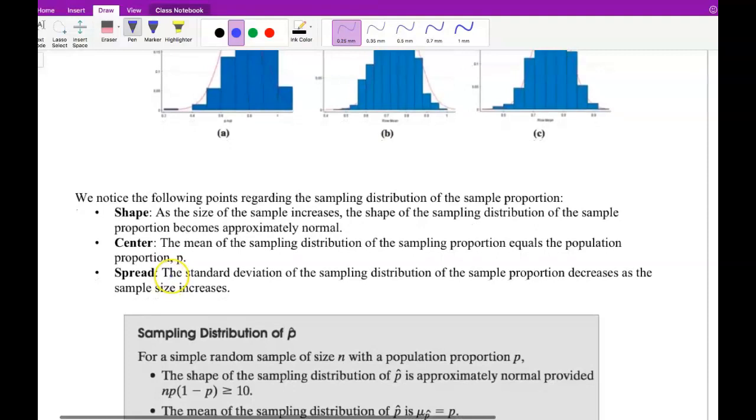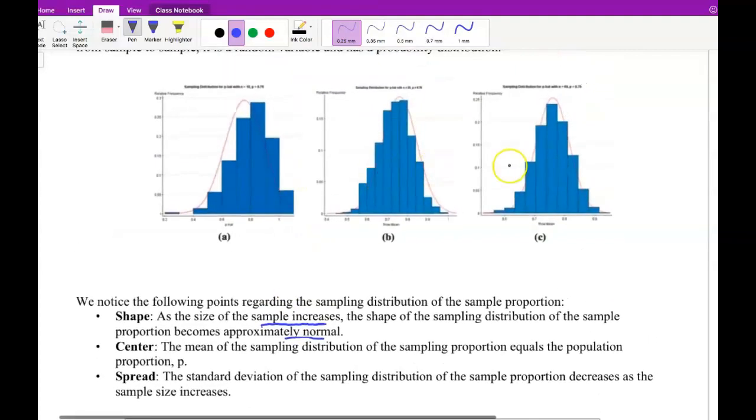Here we have the distribution of the sample proportion. The shape: when the sample size increases, the sampling distribution of the sample proportion becomes approximately normal. So when the sample size increases, this will be approximately normal. Let's have an example here on top. For example, this one is normal.